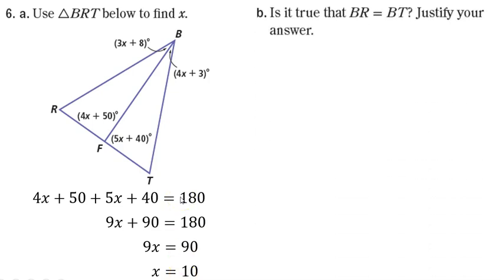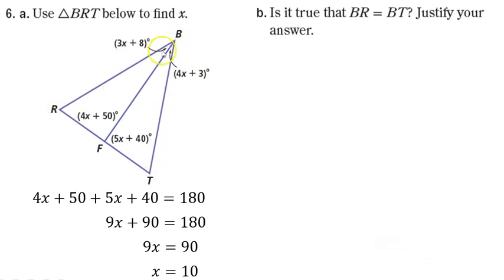The next question asks, is it true that BR is equal to BT? So is it true that this length is the same as this length? And then we're going to justify our answer. Well, if BR is the same as BT, then that means this is an isosceles triangle. So essentially what we're trying to show is whether this is an isosceles triangle or not.